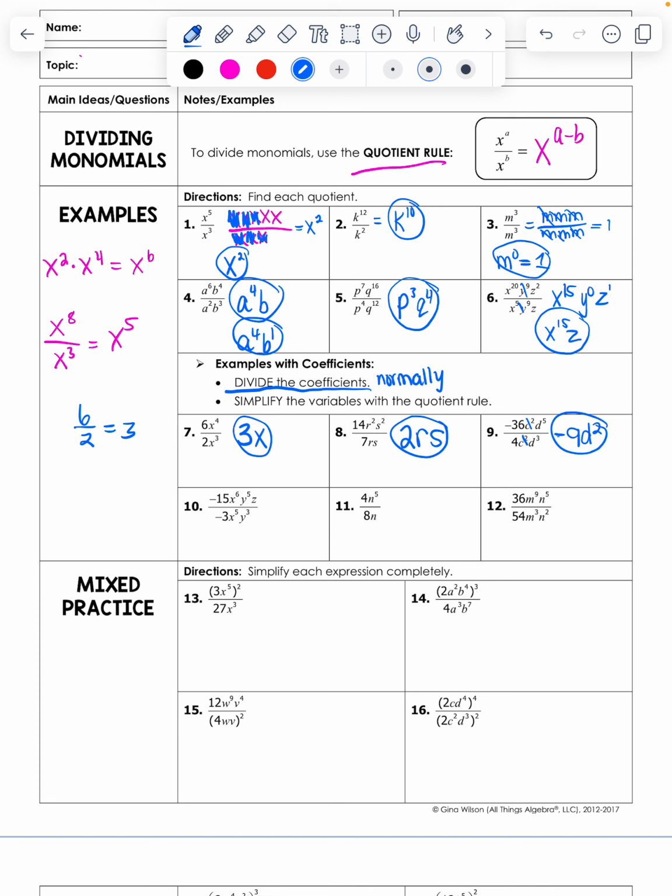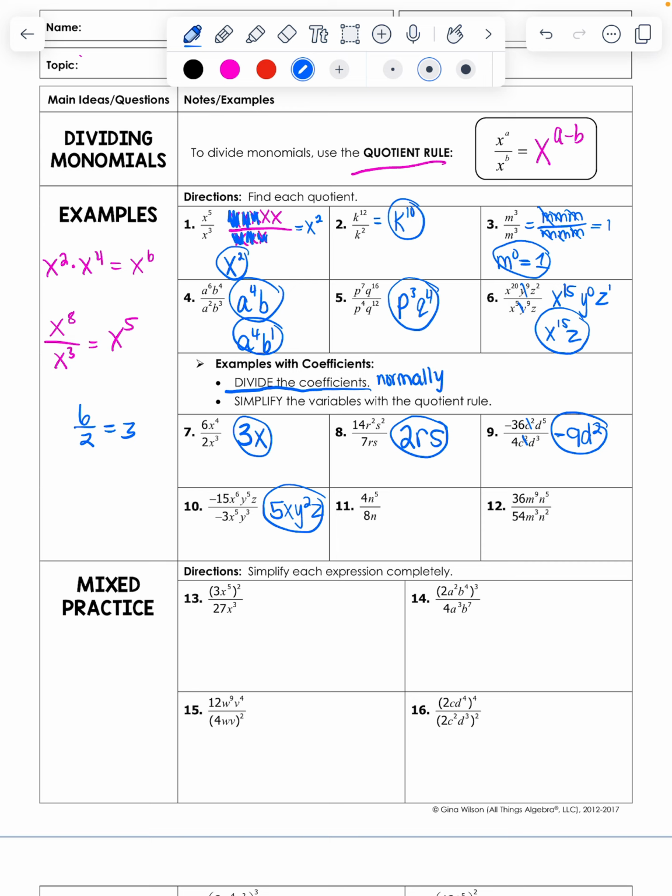For number 10, negative 15 divided by negative 3 is positive 5. X to the 6th over x to the 5th is x to the first. Y to the 5th over y to the third is y to the second. And then the z has nothing to use the quotient rule with, so it would just stay z.